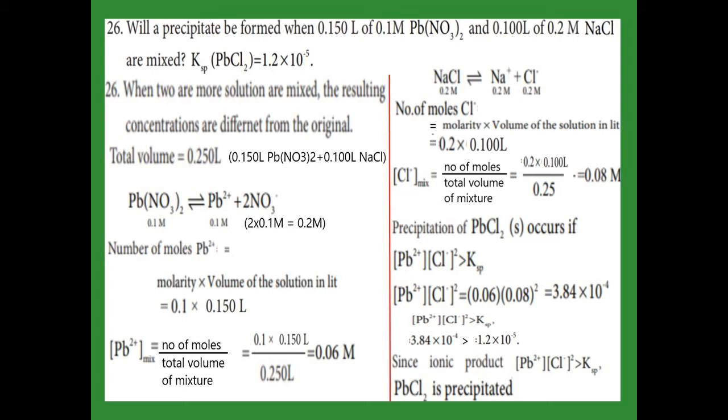Then whether precipitation occurs or not is determined by comparing the solubility product and the ionic product. What is the ionic product? It is just the multiplication of the concentration of Pb²⁺ and the concentration of Cl⁻ to the power of 2. Calculating that value, we get the ionic product value as 3.84 × 10⁻⁴. This value is compared with the solubility product value given in our problem, 1.2 × 10⁻⁵. The ionic product value is greater, so lead chloride is obtained as a precipitate.